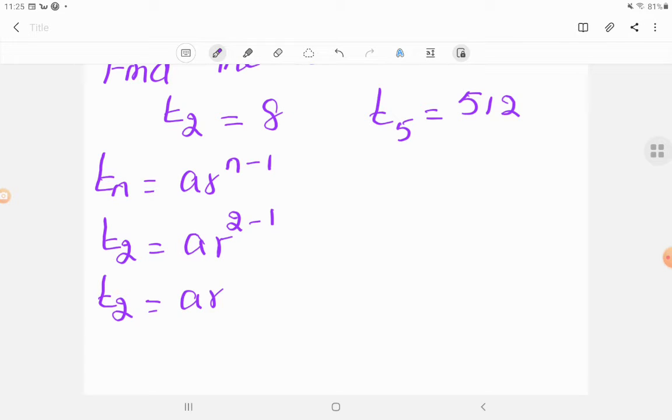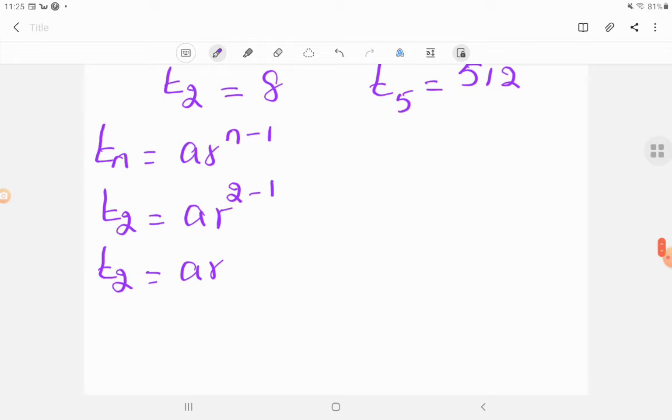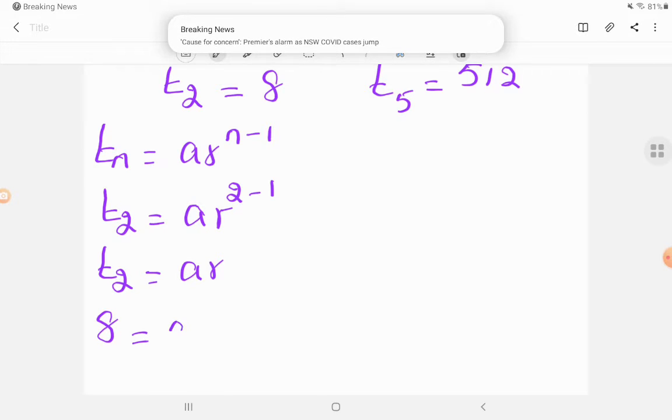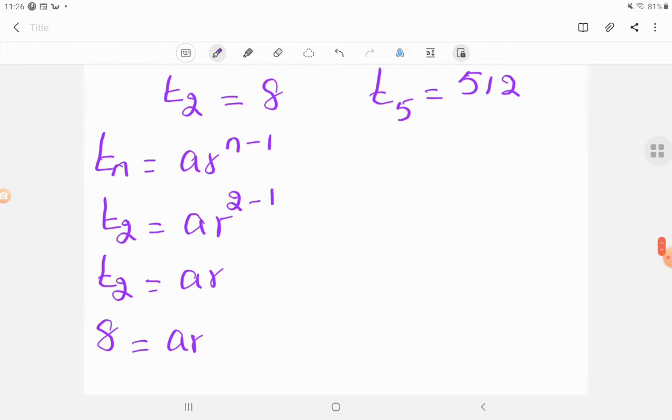If it is to the power of 1, we don't have to write the power as 1. By default, we know that the power is 1. So T2 is 8. So in the place of T2, we write 8. 8 is equal to ar. And next, we will form the second equation. So this is equation 1.